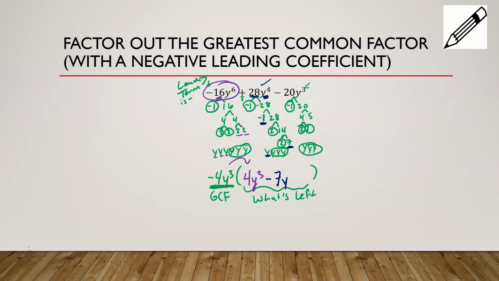Last but not least, I go to my last list. This is all covered. The only thing I see left is a positive 5 on the end. A negative 4 times a positive 5 is negative 20. Y cubed. We are good to go there as well. So this is my factored out polynomial.